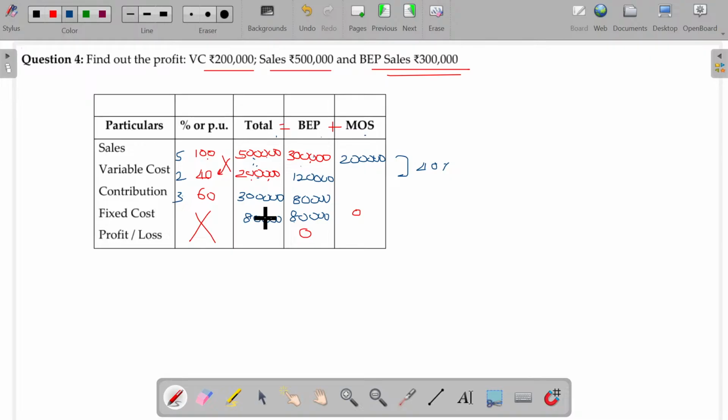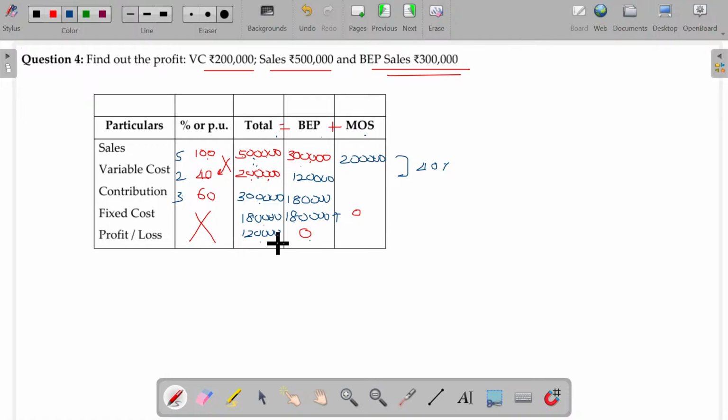Now this 180 should be here, right? 180 plus 0. 180 plus 0 is equal to the total value. Otherwise, the fixed cost at BEP will be the fixed cost at the total. In total, 3 lakhs is the contribution. Fixed cost 180 is subtracted. So, the profit is 1,20,000.